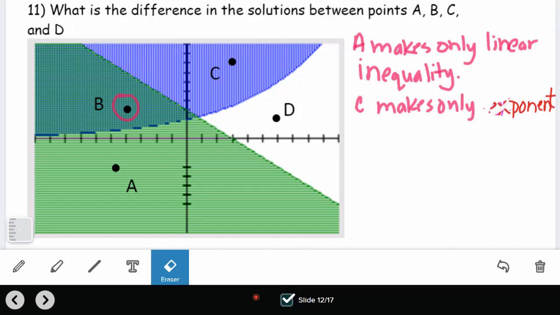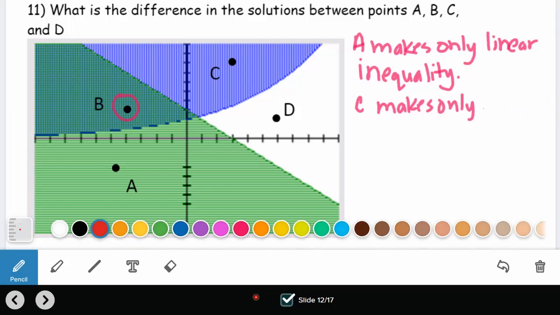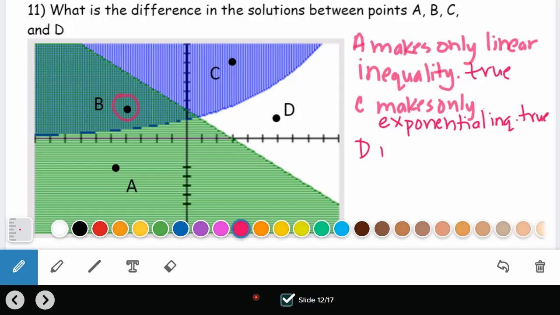Let me erase that. Ran out of room. Sorry. The bigger eraser. Okay. Try it one more time. Okay. Makes only exponential one true. I forgot the word true up here. D makes neither one true.